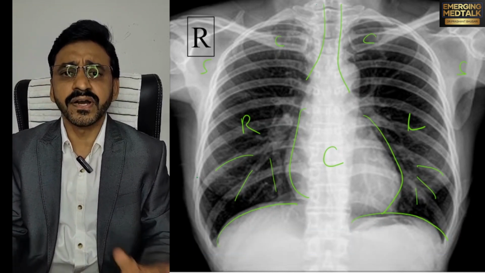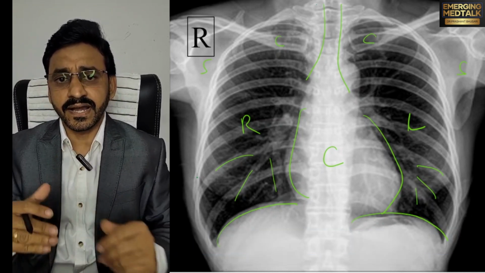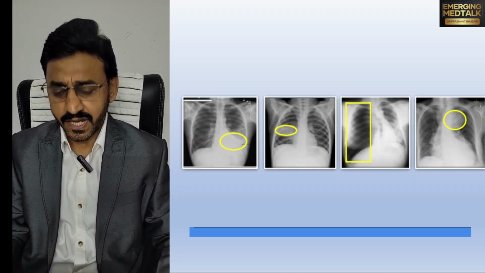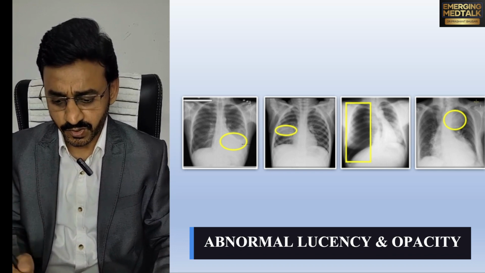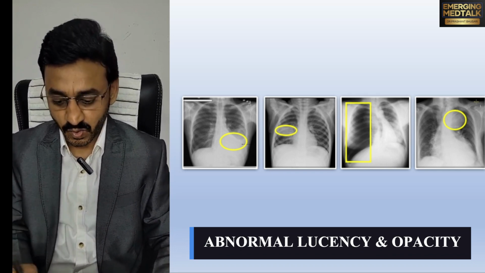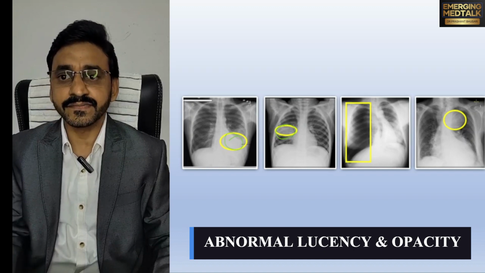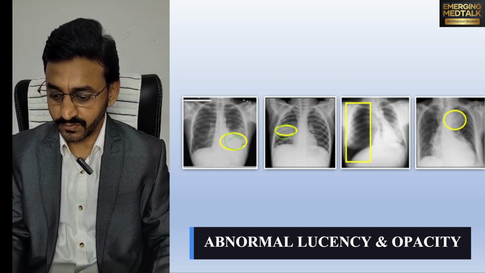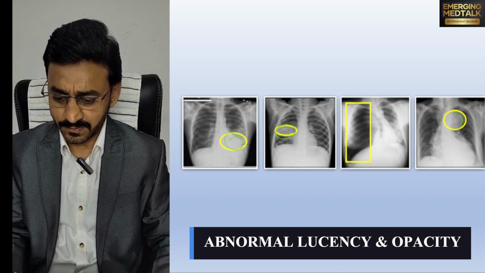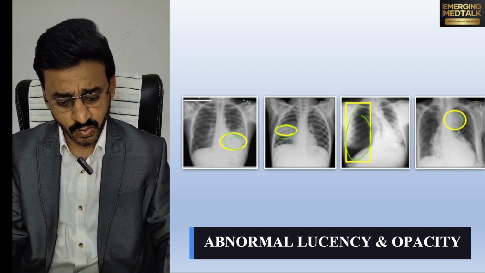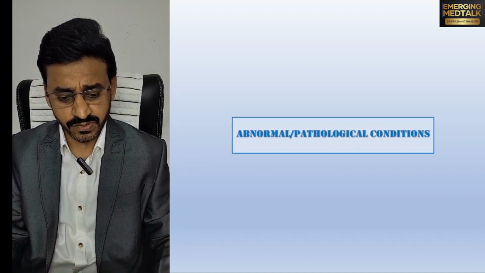So if some lucencies and opacities have different patterns, we'll discuss how they appear on the abnormal chest X-ray. Here we can see opacity in the first, second, and also the fourth part, and some lucency without the bronchovascular markings. So which condition do we call this? So these we will see.